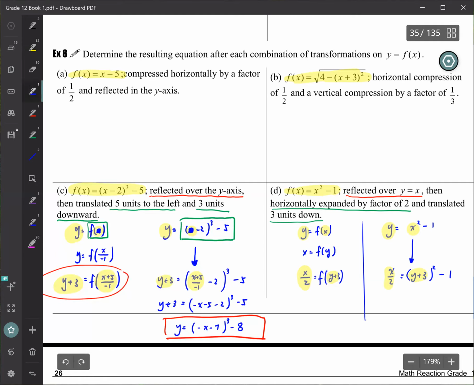We need to isolate the x. How do I make the x alone? Multiply by 2. So everything on the right side times 2. It will be 2, y plus 3 squared. And then the 2 will also multiply with the minus 1, so it becomes minus 2. So this one is your final answer.